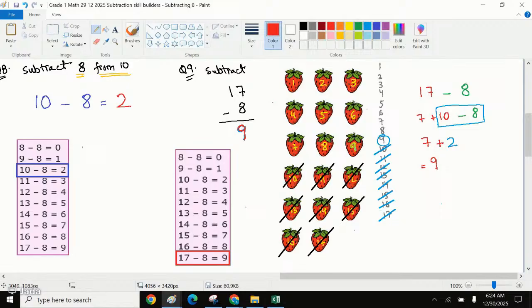But if you want to remember the grid, you can remember the grid. Or if you want to write the numbers from 1 to 17, you can write down the numbers and cancel them out. Whichever way is easier for you to remember. Okay? Let's look at the next question.